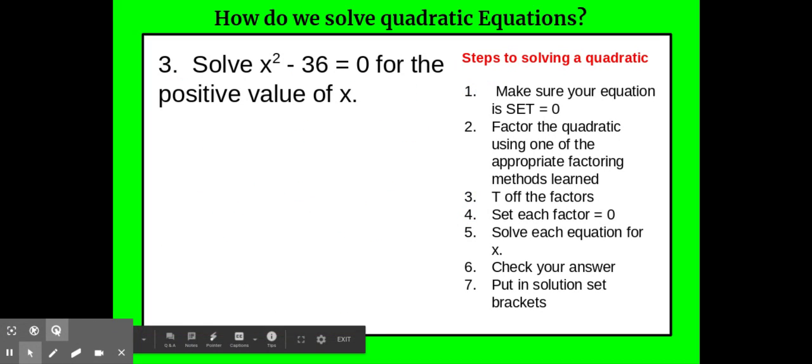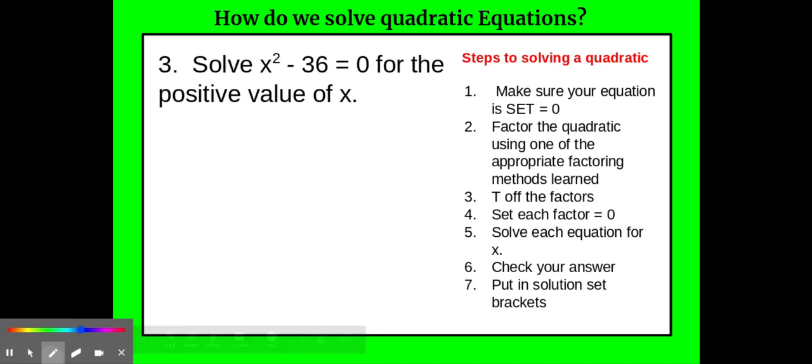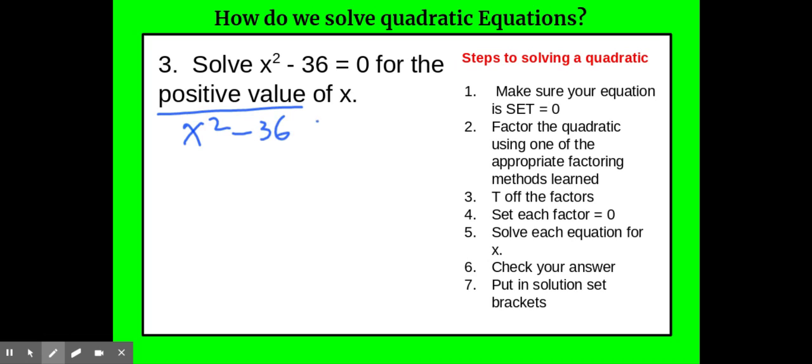Now on to the next one. It says solve x squared minus 36 equals 0 for the positive value of x. So at the end, we're only going to take the positive value. So my first step is I'm going to just rewrite it so I have room. Set equal to 0, check, factor. Now this is not GCF. This is a difference of two squares.